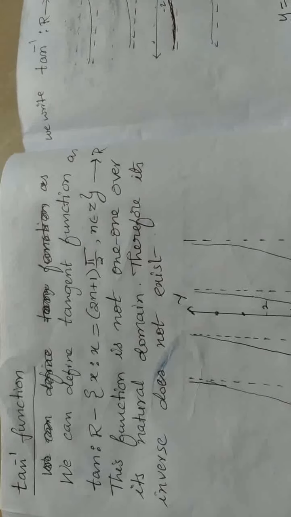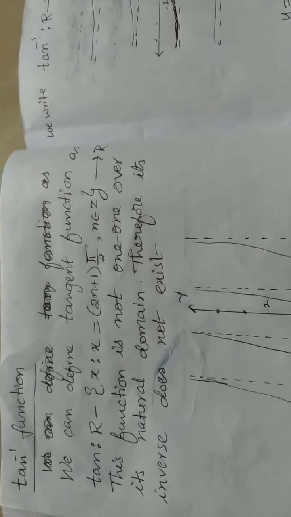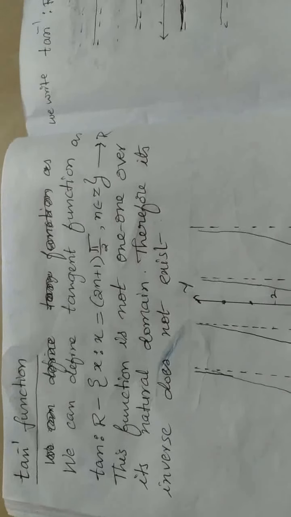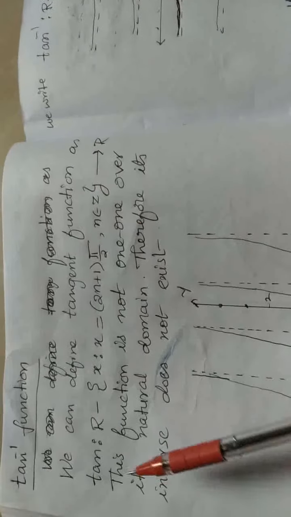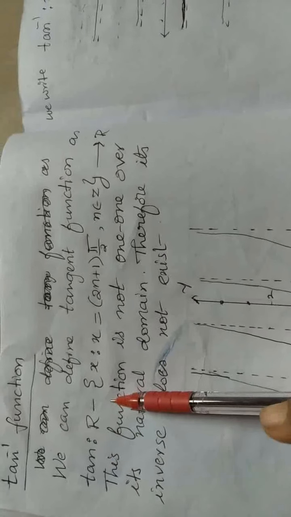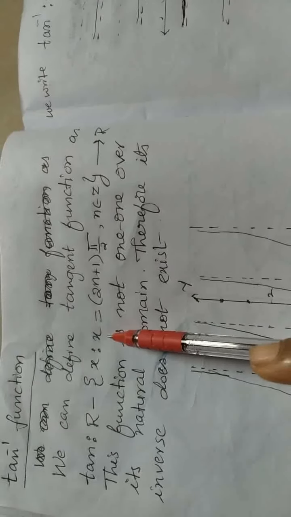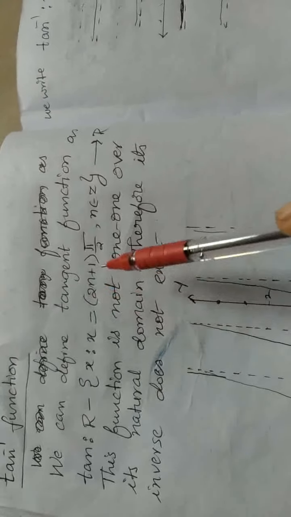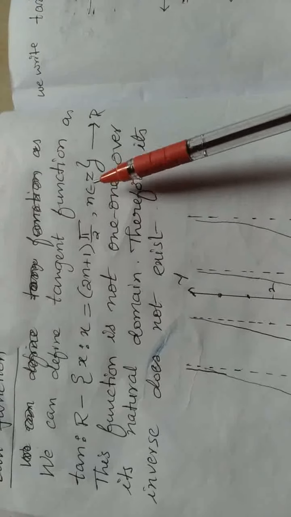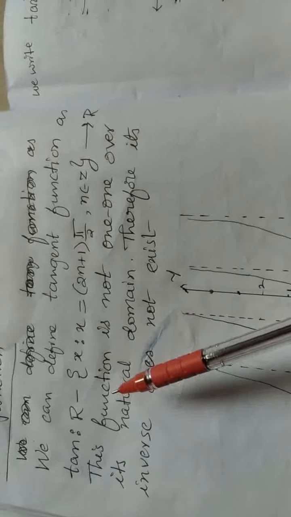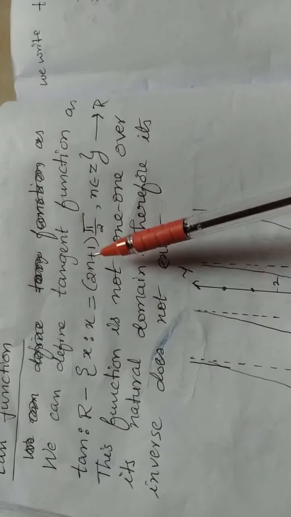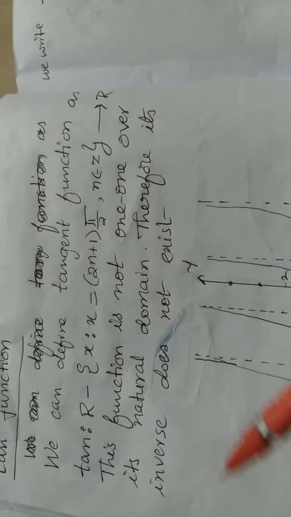Next one is tan inverse function. You studied about tangent function in first year. You know that tangent function is a function such that tan from R minus the set of all x such that x is equal to (2n+1)π/2 for all n belongs to Z, to R. Means we can define tan function for all real numbers except for all odd multiples of 90 degrees.